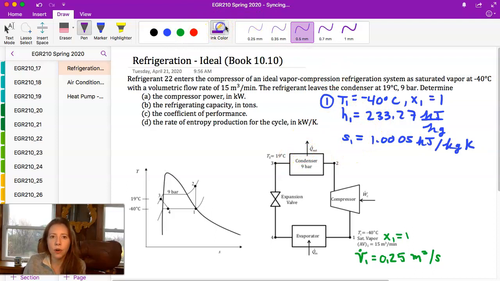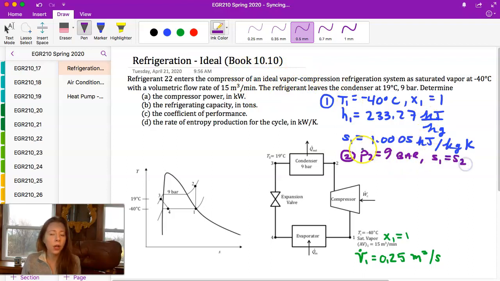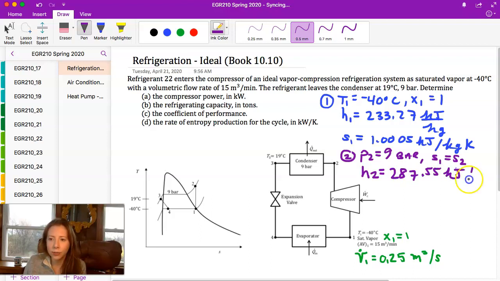Then for state 2, remember this is ideal, so the key here is, yes, we know that pressure is 9 bar, but we also know, because this is an ideal vapor compression refrigeration system, that S1 is equal to S2, so we don't have a change in entropy there. Via interpolation in the tables, this one would be A9 in the text, you can find that H2 is 287.55 kilojoules per kilogram.